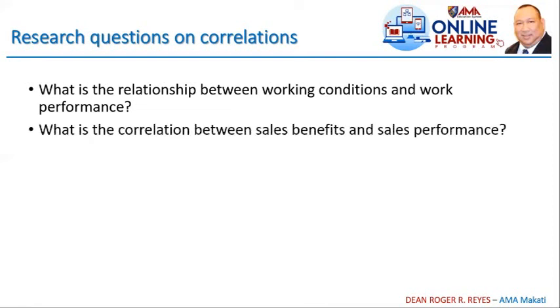Again, another question, what is the correlation between sales benefits and sales performance? O, titingnan naman natin, ano ba ang performance ng ating mga sales people? Nakaka-apekto kaya yung benefits nila, yung taas ng commission, kung ano bang mga sales benefits yon. So we correlate. We establish the relationship. So what is the correlation between sales benefits and sales performance? So we can rephrase our question to what is the relationship between the 2 variables, or what is the correlation between the 2 variables?